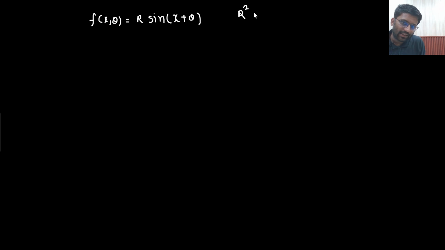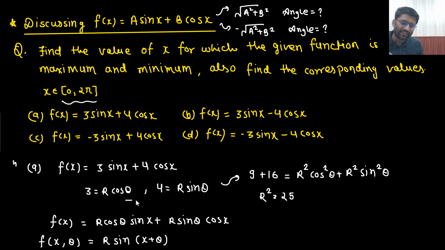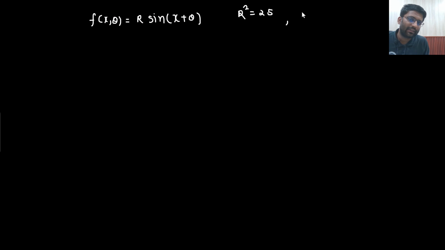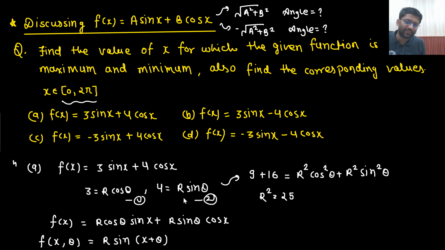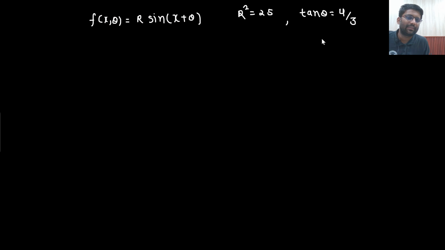Now here you saw that r square is coming out to be 25. And what about theta? Let's assume this as equation 1 and this as equation 2. Divide equation 2 by 1. What will you be getting? Tan theta would be equal to 4 by 3. R sin theta divided by r cos theta is 4 by 3. Is that understandable to you? Just simply divide. So theta is coming out to be tan inverse 4 by 3.